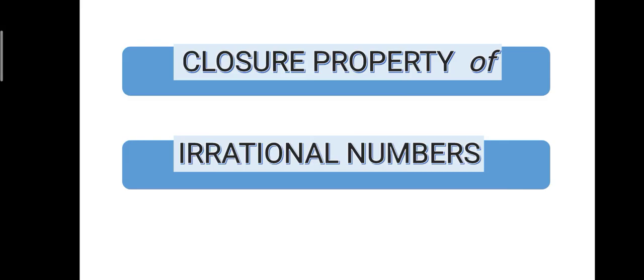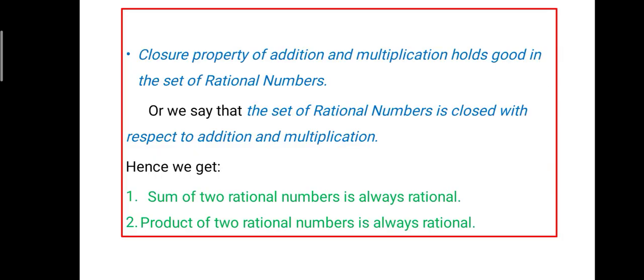Hello everyone. Today we are going to learn about the closure property of irrational numbers. The closure property holds good for rational numbers for the operation of addition as well as multiplication. This means that when we add two rational numbers, the sum is also rational, and when we multiply two rational numbers, then the product is also rational.